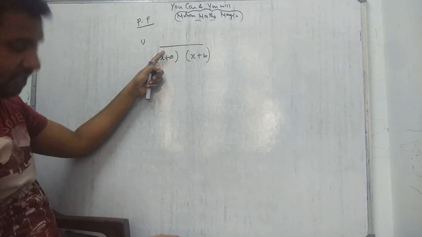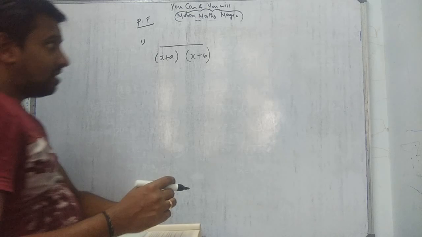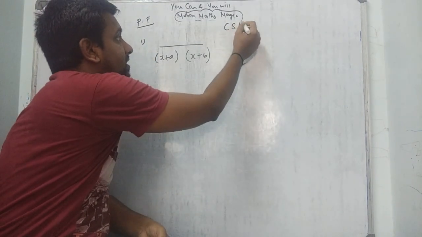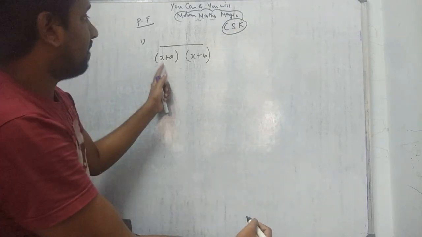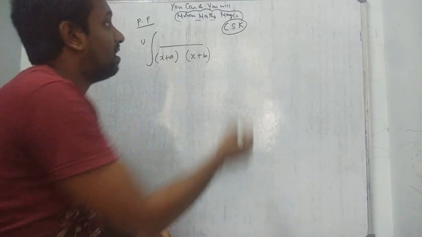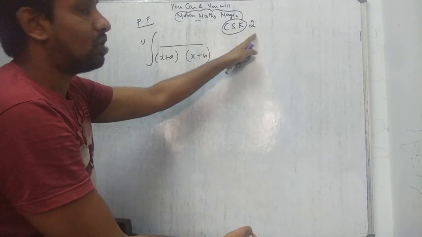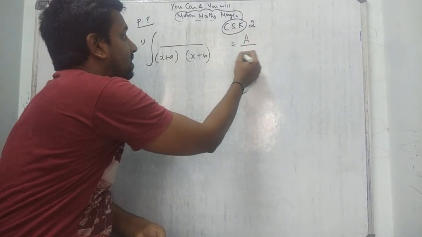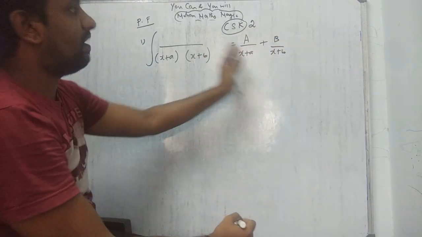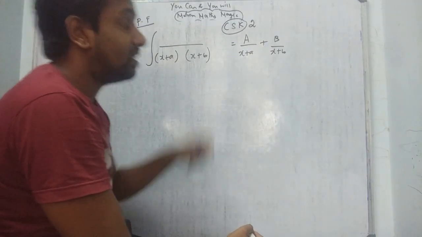If any fraction in the integration has a denominator with 2 brackets, then we have to use CSK, Chennai Super Kings. So what is CSK2? Because it is 2 brackets, CSK2. A upon the first bracket and B upon the second bracket. I will divide into 2 pieces: A upon first bracket plus B upon second bracket. That is when I use CSK2.